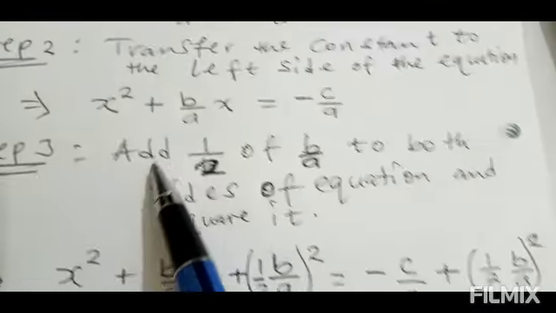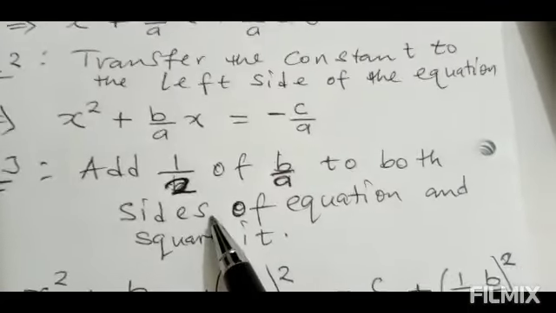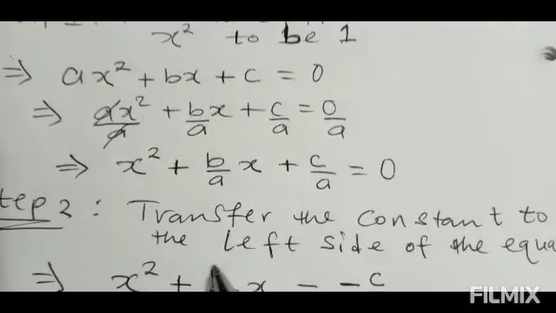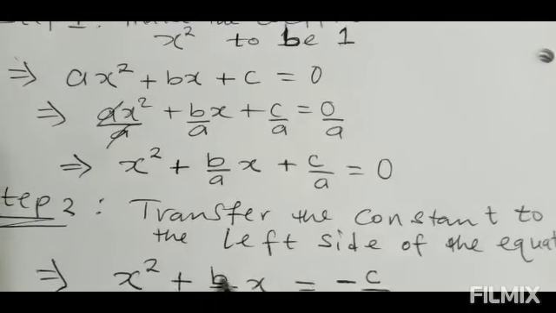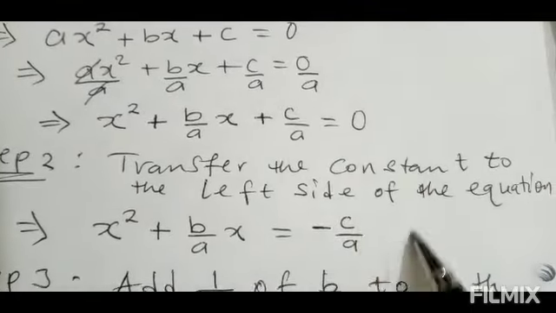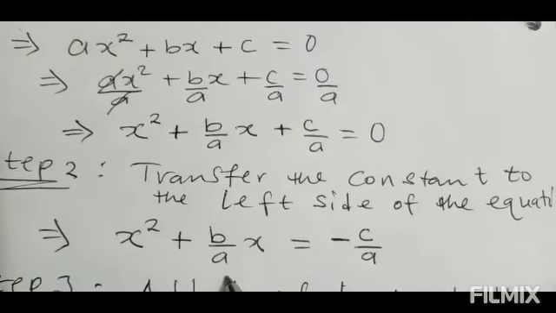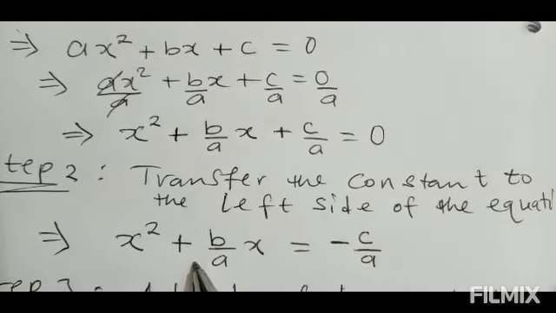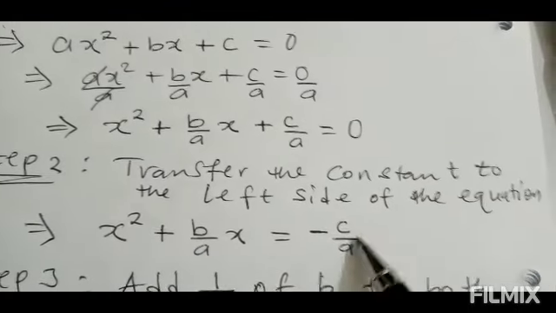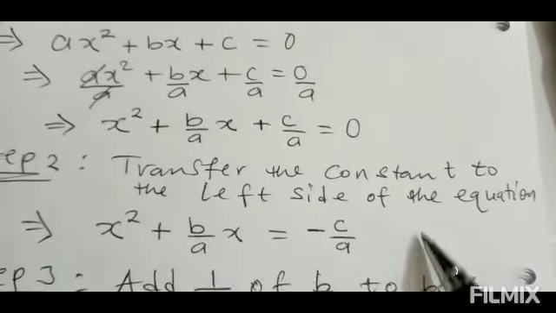Now add half of b over a to both sides of the equation and square it. Okay, so we are going to add half of this term to both sides of the equation, and then we are going to square that term. Okay, so what is half of b over a? It is 1 over 2, b over a. Then we square it, so minus c over a plus 1 over 2 b over a, then we square it.